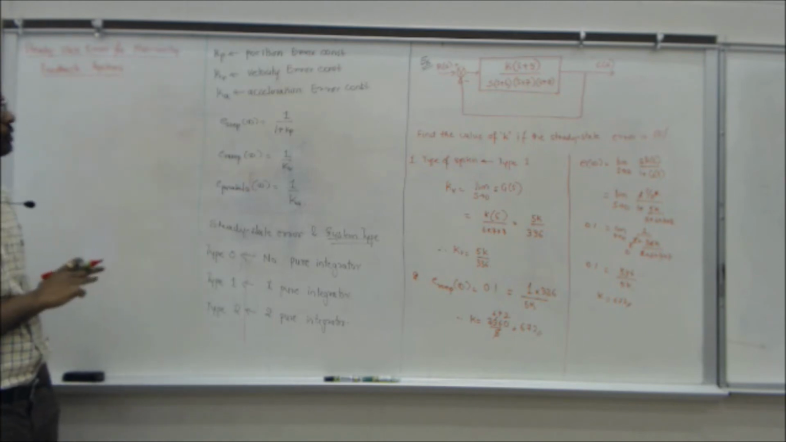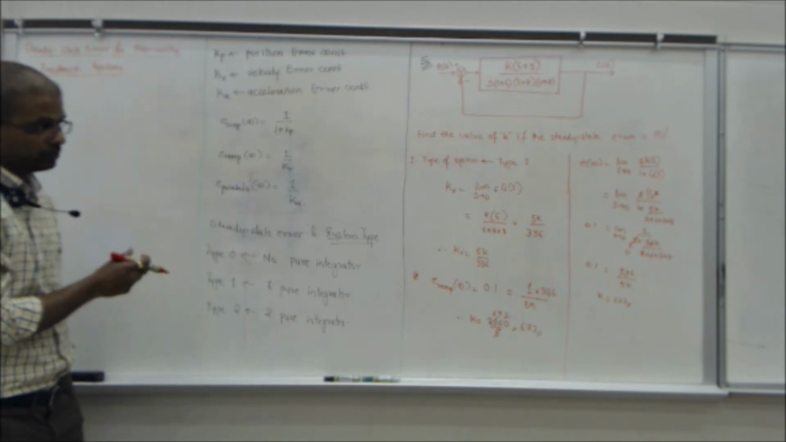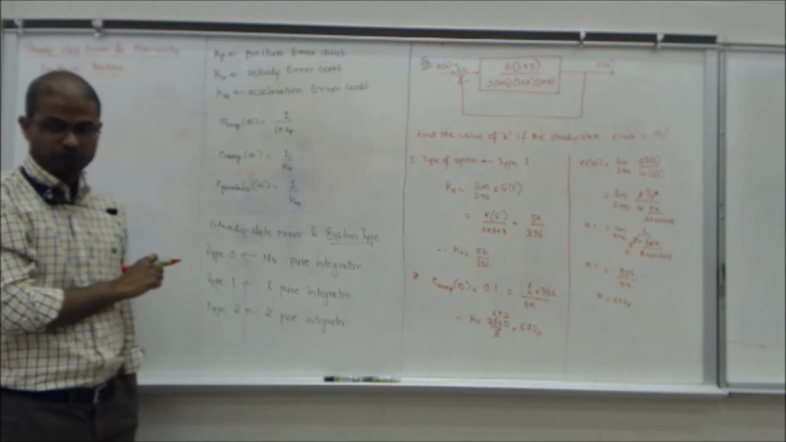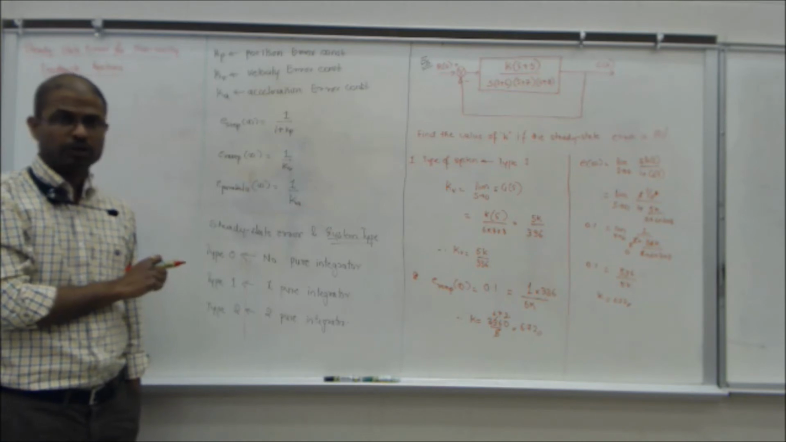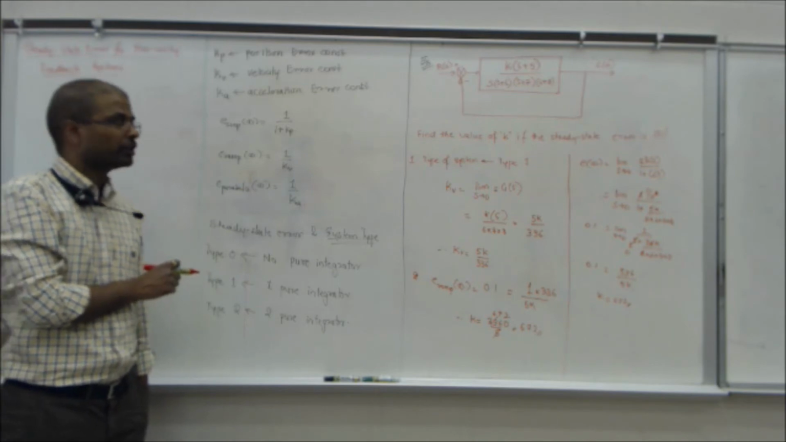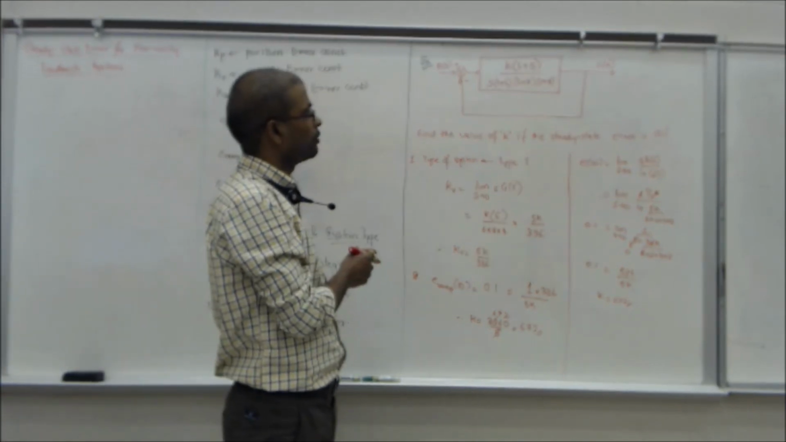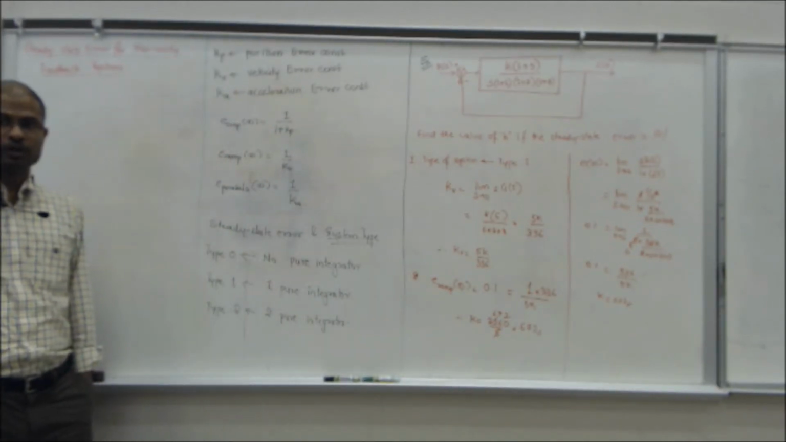So you have to understand, when we started this discussion, everything was defined for a unity feedback system. It should be very obvious to you that there are very few systems which are going to be unity feedback systems, right? So what is a unity feedback system? You have to think about a non-unity feedback system and a unity feedback system.